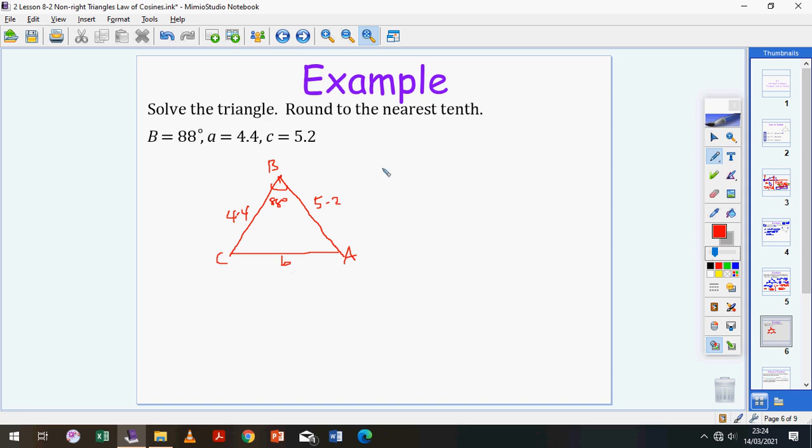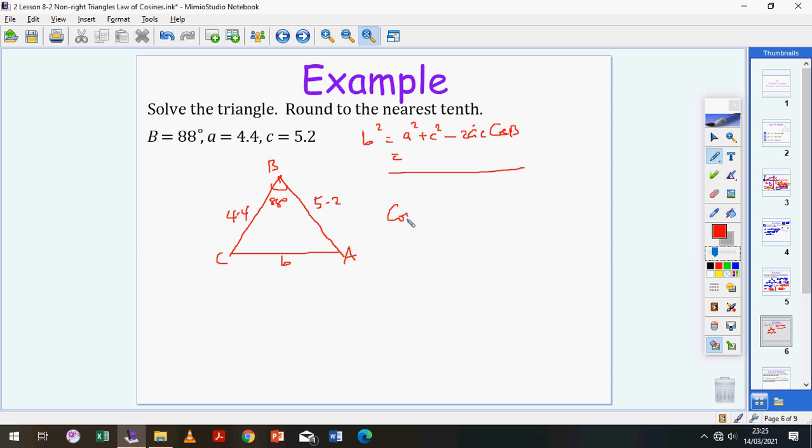Side B, using the formula for B squared is equal to, then that means that will be A and that will be C. This is going to be A and C, cosine of B. So you use this one to find the side B. After finding the side B, you can use this one.